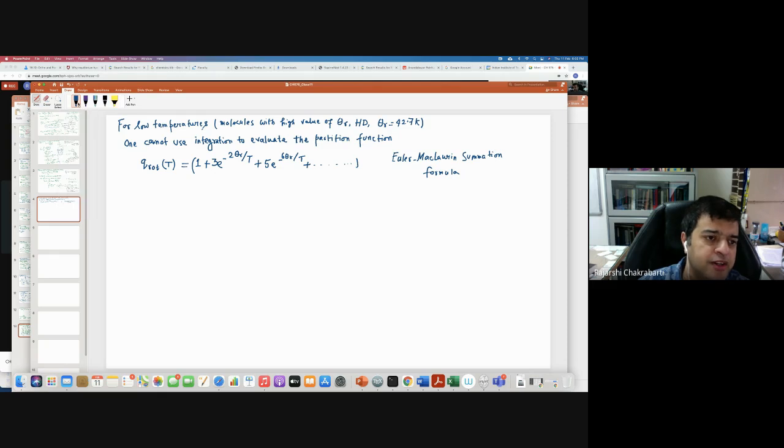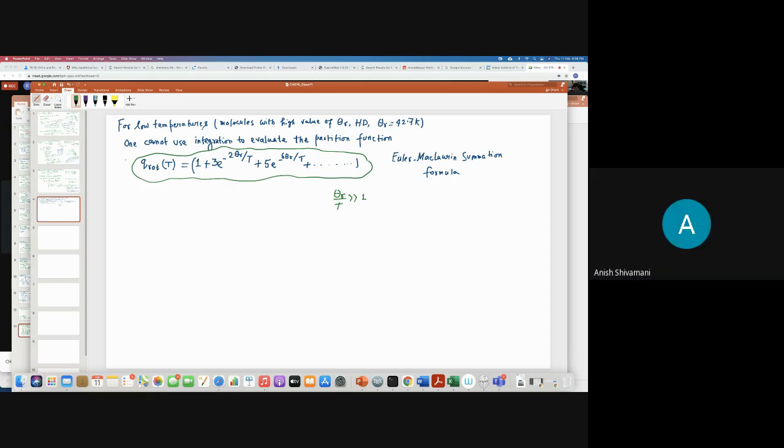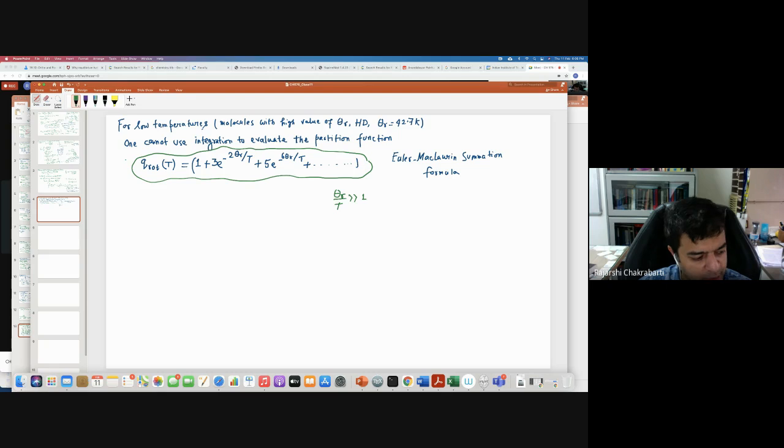This is for ordinary temperature or not so high temperature, when your theta r by T is large. Okay, it's clear. So if you are very much interested, you can go and check how to get it. But in most of the cases, we are good with this high temperature expression. So we will take the high temperature expression for theta r by T less than 1.